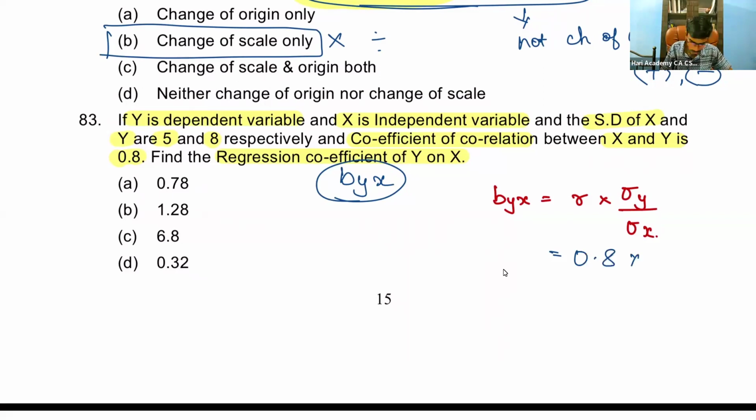0.8 into, what is the standard deviation Y value? 0.8 into 8 divided by 5. It will become 1.28. Option B is your answer.